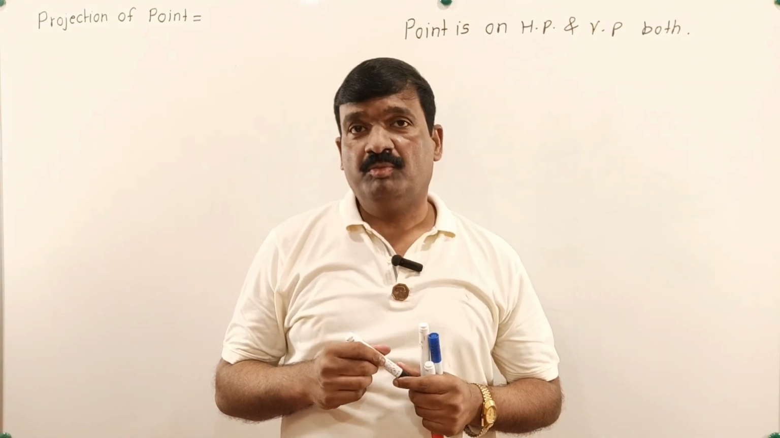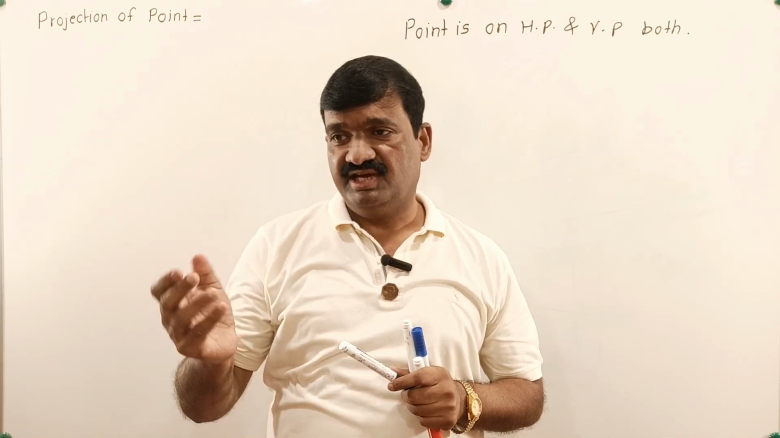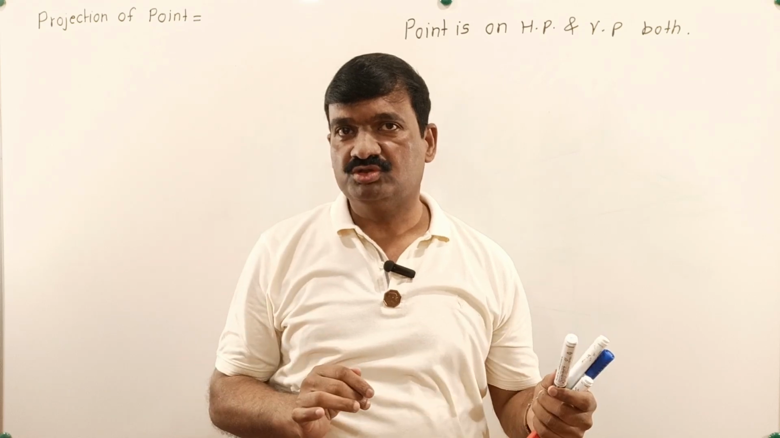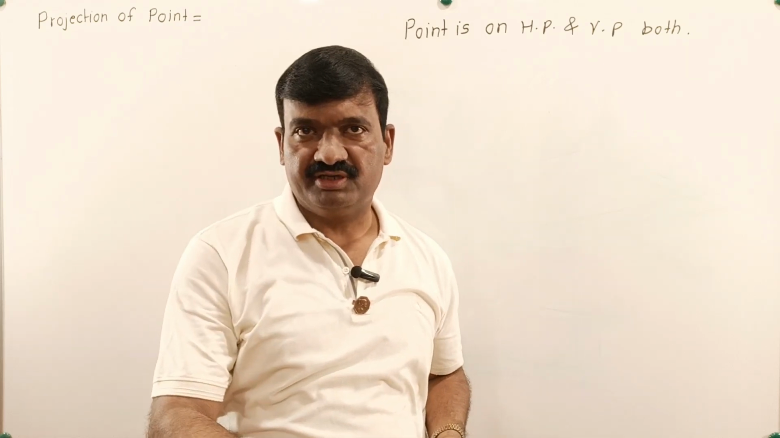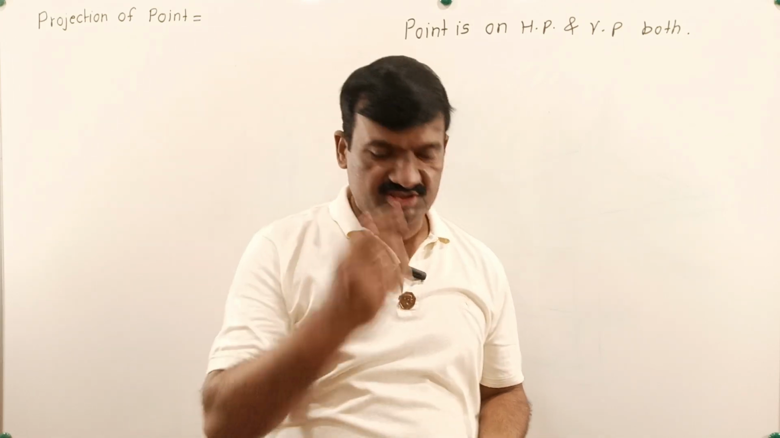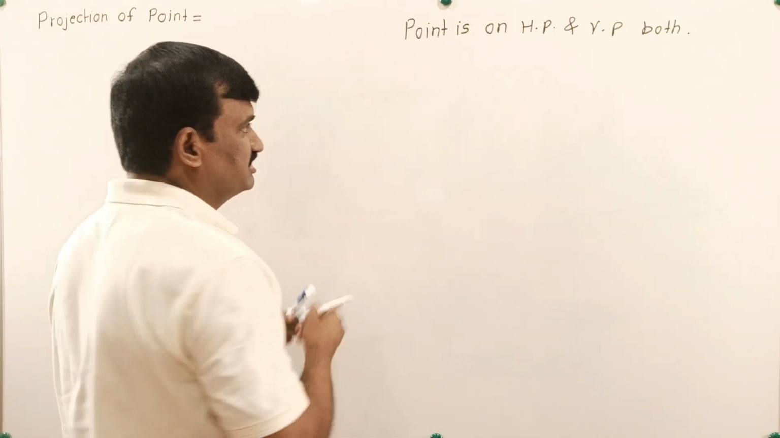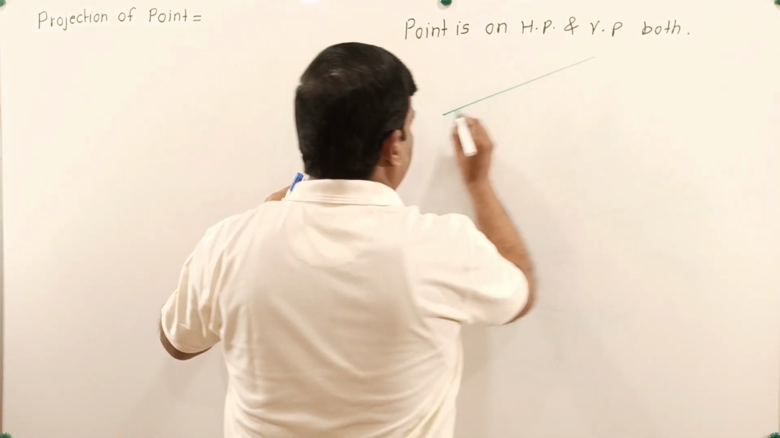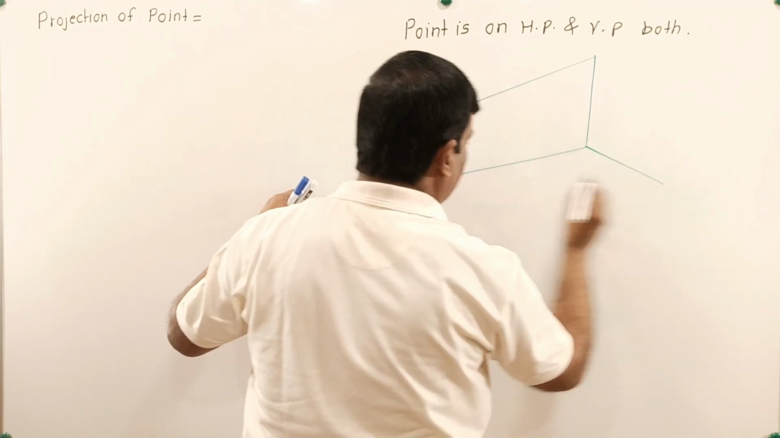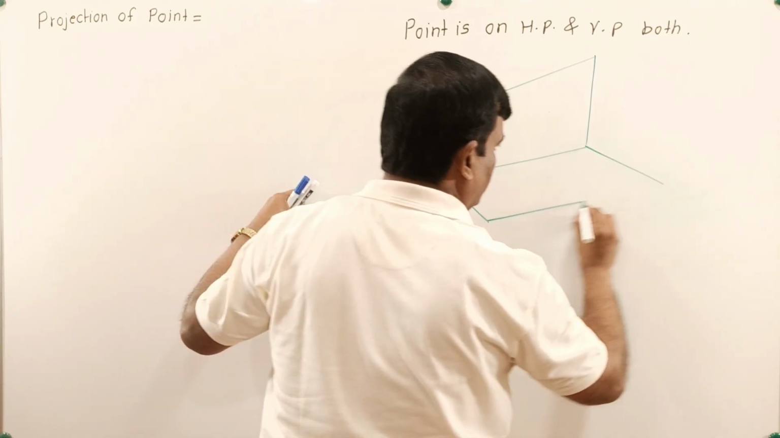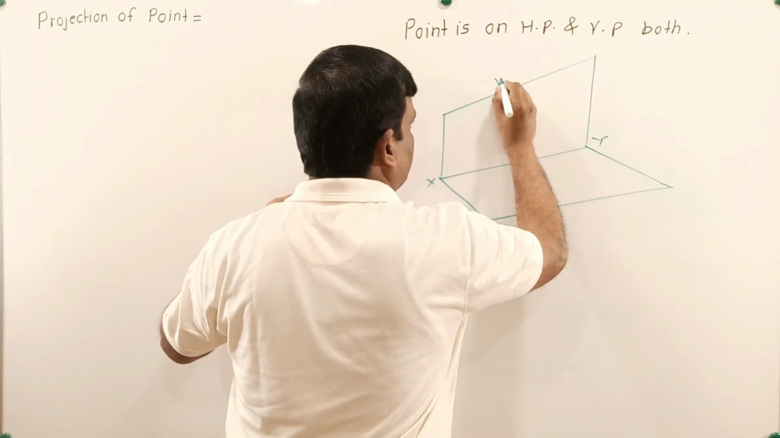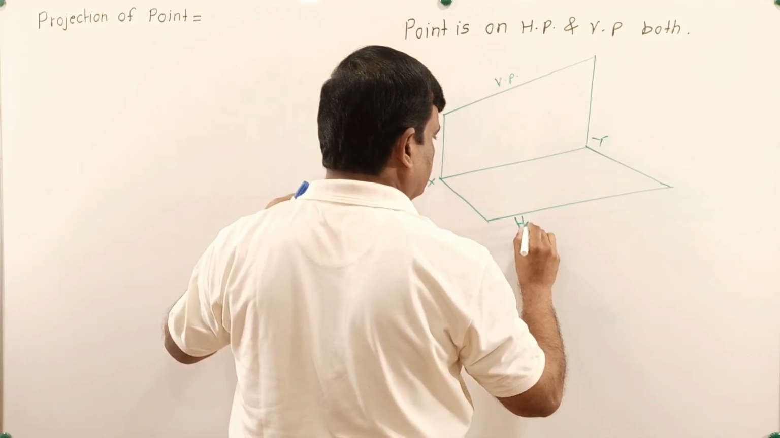Sometime in problem of projection of line, it is given that one end of a line lies on HP and VP both. End of a line is a point. So when point is present on HP and VP both, draw its projections. This one is the case. This is vertical plane. This is horizontal plane. And these two are separated by one line. This is called as XY line.